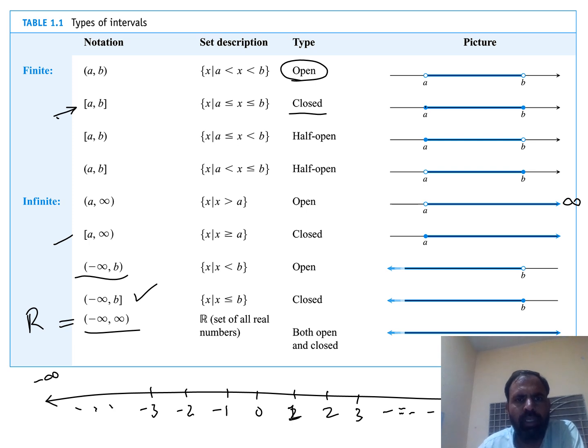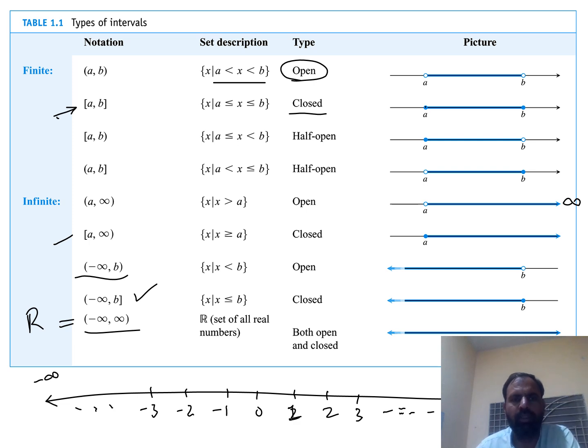A finite interval AB, in set description form, may be written as the elements x where x is between a and b. It is an open set. In an open set, the boundary values are not included. In the picture you can write it in this form, and this is open, shown with small brackets or parentheses.